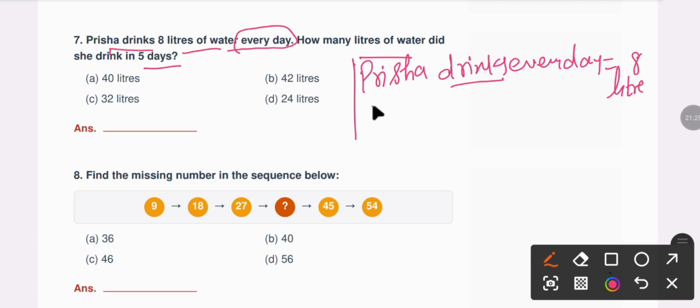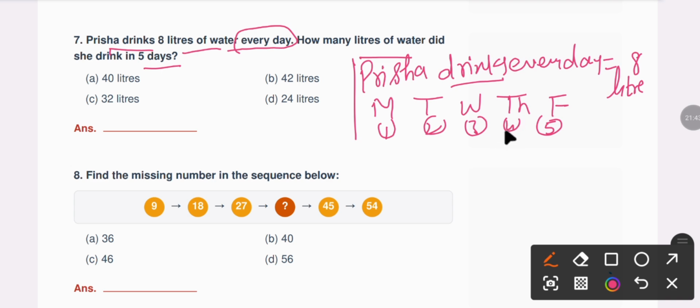Here 5 days: Monday, Tuesday, Wednesday, Thursday, Friday. 1 2 3 4 5. So in 5 days, how much water will she drink? Simple. Every day she takes 8 liters. Monday she takes 8 liters, Tuesday 8 liters, Wednesday 8 liters, Thursday 8 liters, Friday 8 liters.